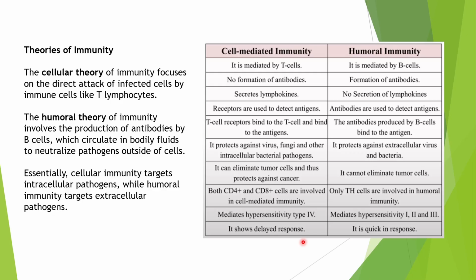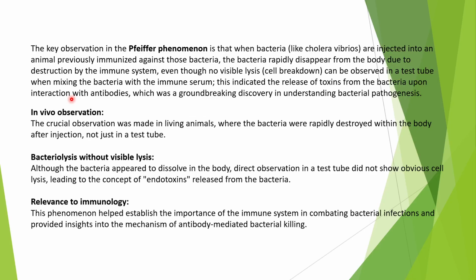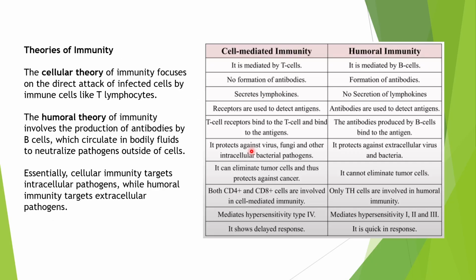Then, now we have theories of immunity. We have cell mediated immunity and the humoral theory of immunity. So, the cellular theory of immunity focuses on the direct attack of the infected cells by immune cells like T lymphocytes. However, the other school of thought was the humoral theory of immunity, because we saw that no visible cell lysis was seen in the case of Pfeiffer's experiment. So even though there was destruction of the bacteria, the cell lysis was not seen.